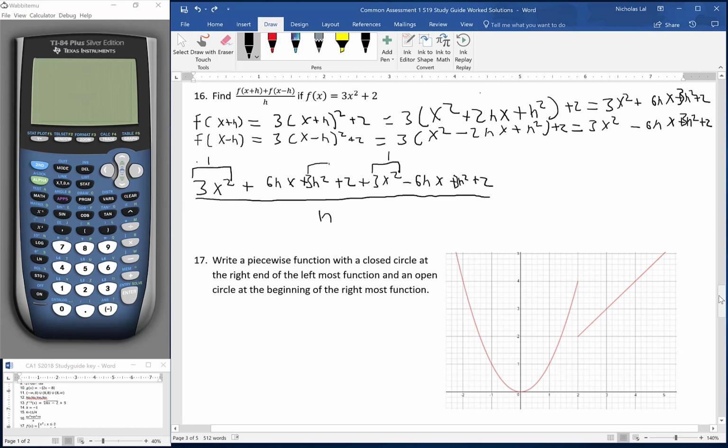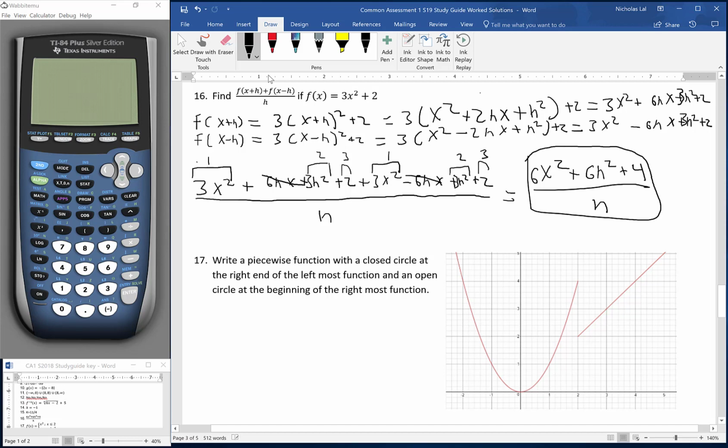I can combine 3h squared and 3h squared. 6hx and negative 6hx will actually cancel out. And then I can also combine 2 and 2. So that's going to become 6x squared, 3x squared plus 3x squared, plus 6h squared plus 4, all over h. And that's what this is in simplest form. Okay.